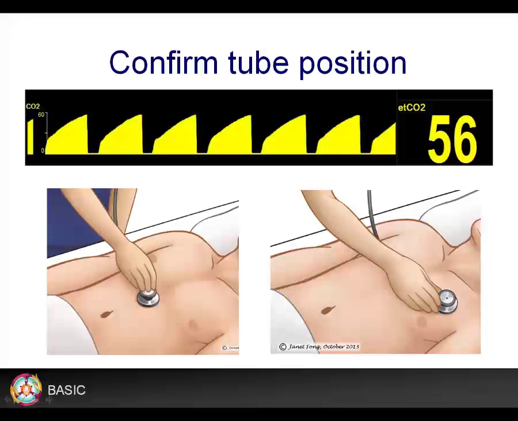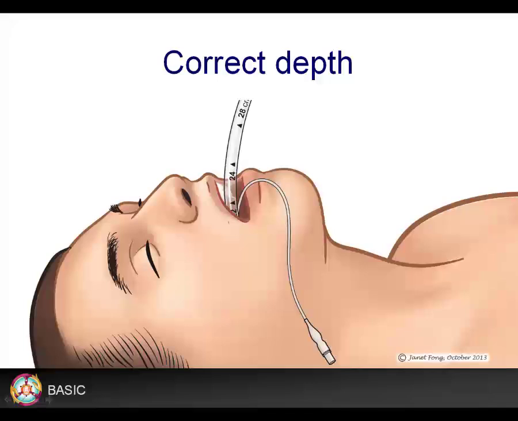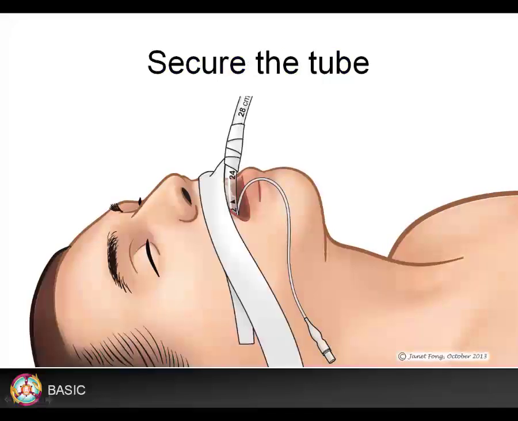Clinical signs such as auscultation of breath sounds over the chest and epigastrium are useful but less reliable. Auscultation is, however, useful to detect a tube that is too deep and in the right main bronchus. In most men, the tip of the endotracheal tube will be appropriately deep when the tip is 23 centimeters from the front teeth. In women, 21 centimeters. Secure the endotracheal tube carefully with tape or ties.